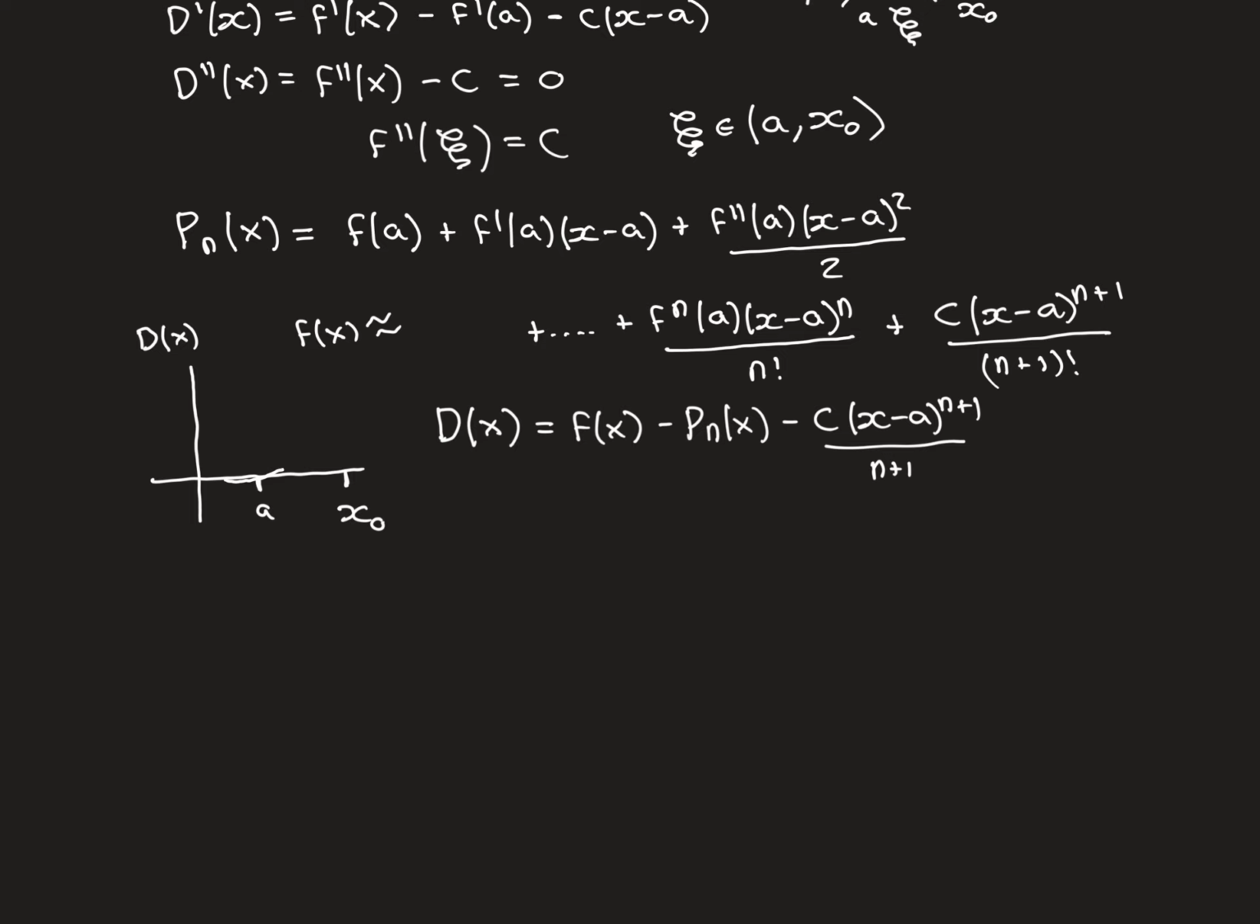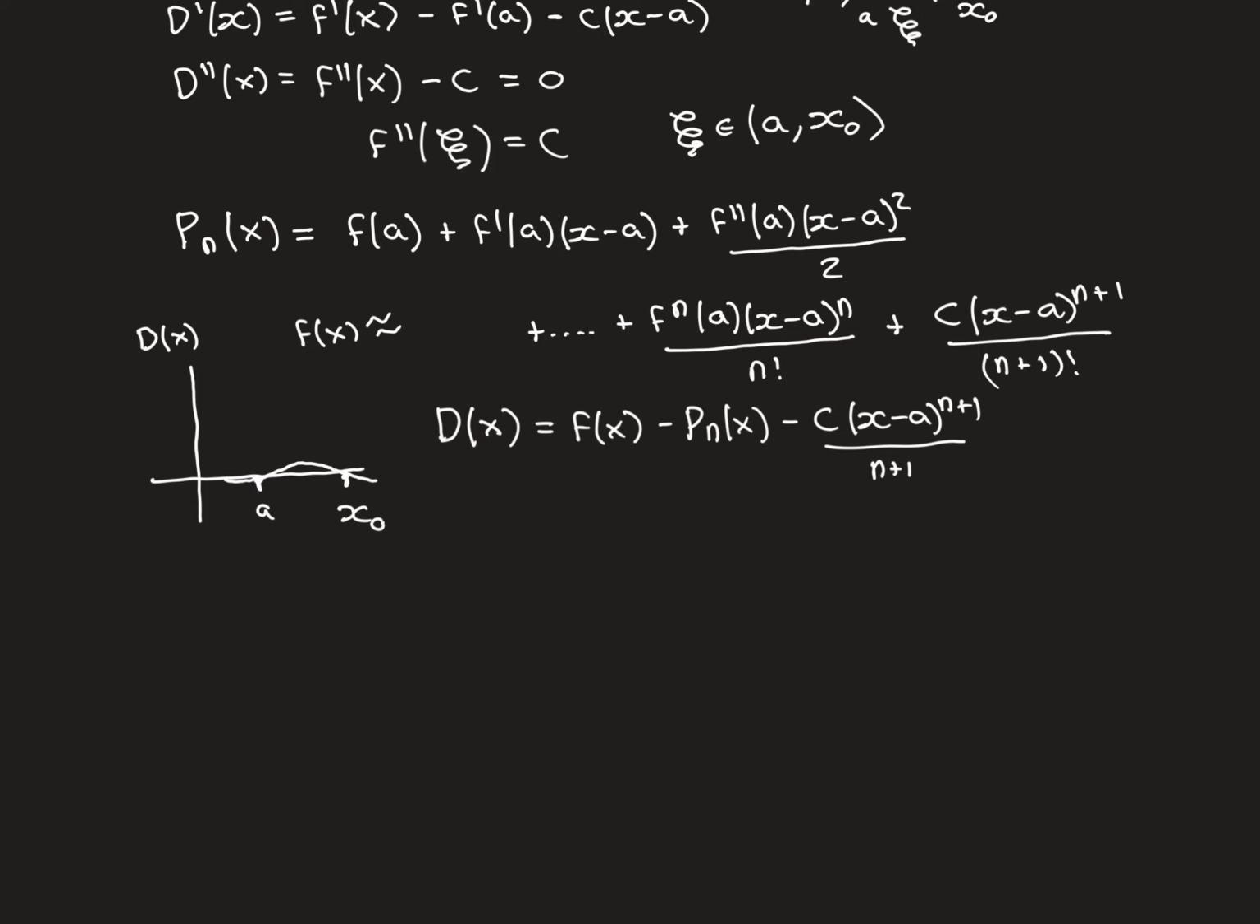So if we draw d, it might look something like this. And what we can definitely say is that it's going to be 0 at a and 0 at x0. And then we can apply Rolle's theorem the first time, and we're going to apply it a lot of times here. We're going to apply it n times.